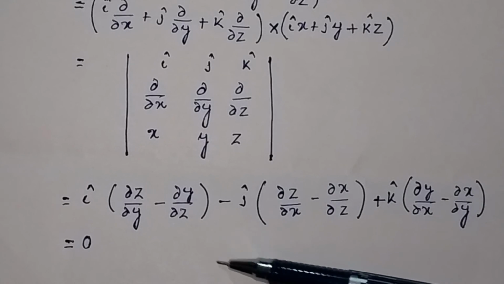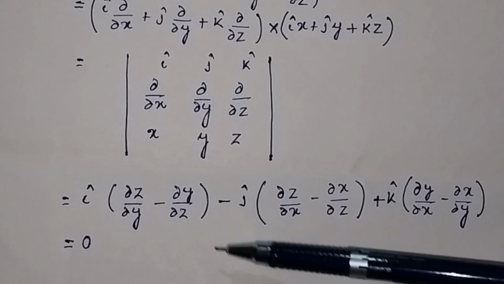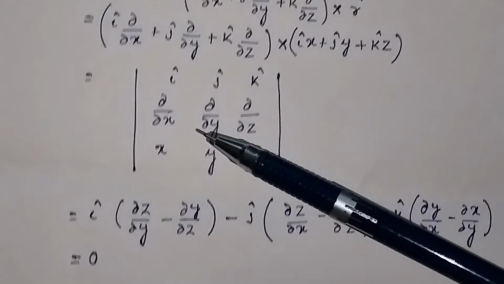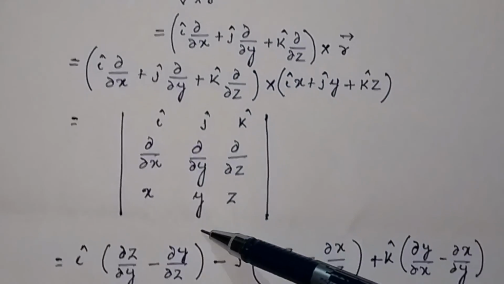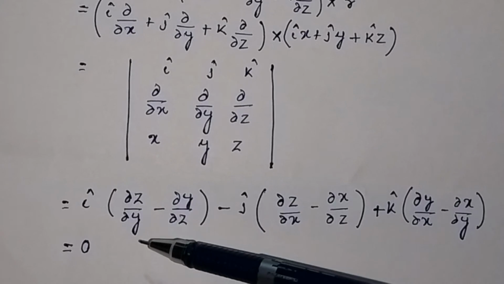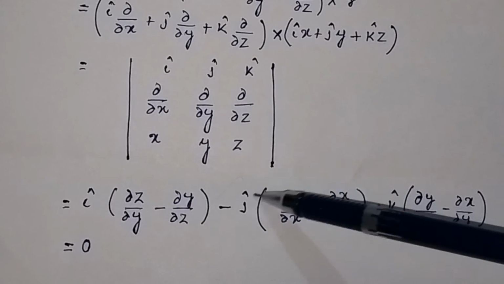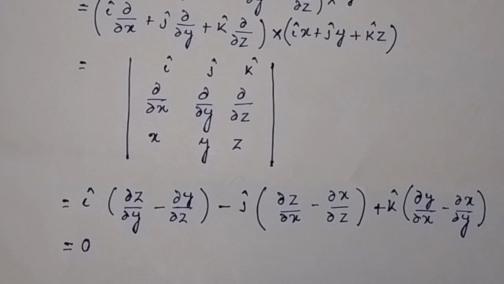So here we proved that the curl of r, that is the curl of the position vector, is equal to 0. So the position vector r is irrotational.